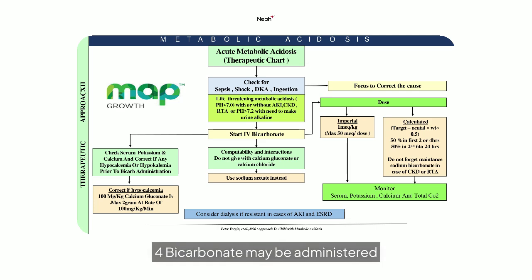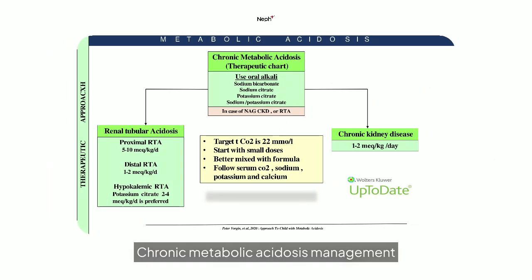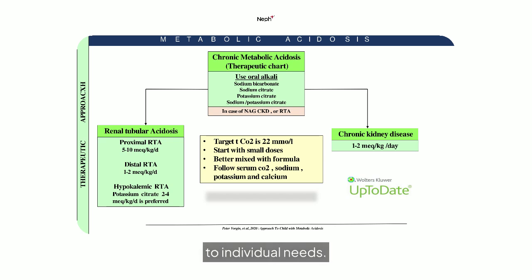Bicarbonate may be administered with careful monitoring of serum levels and potential interactions. Chronic metabolic acidosis management involves oral alkali therapy. Sodium bicarbonate or citrate is used, with doses tailored to individual needs. Monitoring serum CO2, sodium, potassium, and calcium ensures effective treatment.